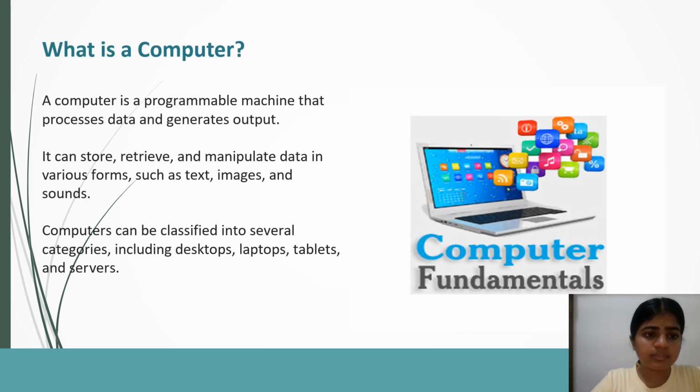What is a computer? A computer is a programmable machine that processes data and generates output. It can store, retrieve, and manipulate data in various forms, such as text, images, and sounds, which we are using nowadays in the mobile, in case of something like emails. Computers can be classified into several categories, including desktops, laptops, tablets, and servers.